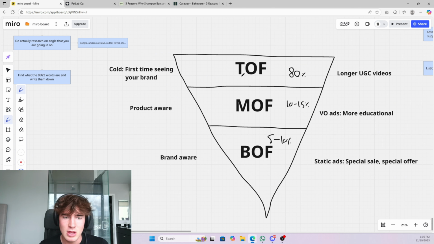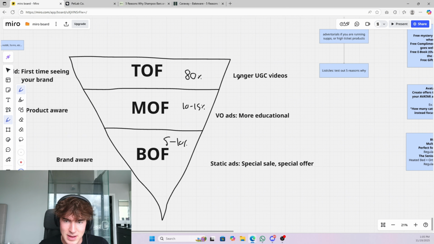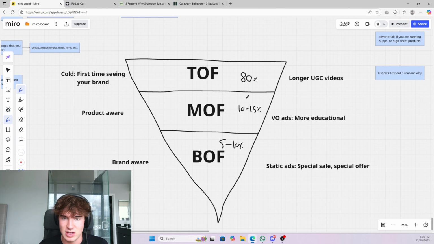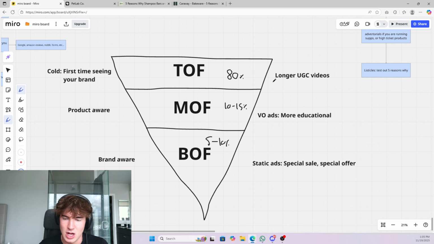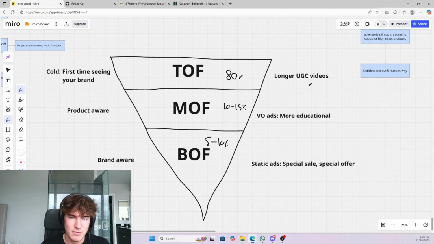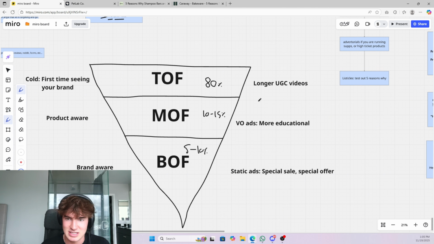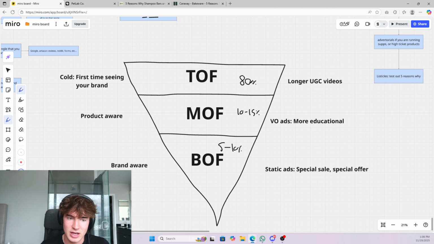With top of funnel, this is going to be more of a cold audience. It's going to be the first time they're seeing your brand. The ads that work with this the best are longer UGC videos, really raw and authentic videos of a person giving a review on the product, or showing off how they're using the product and how it's benefiting them in so many ways in their life. These are more like the TikTok Shop type videos, really raw and authentic.